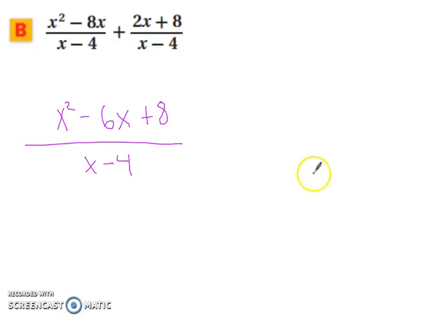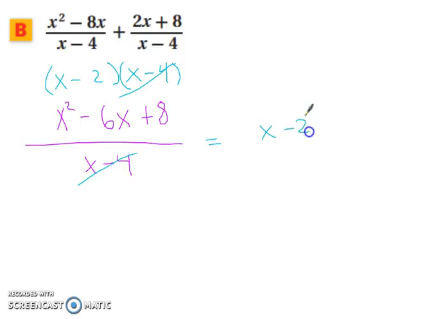We can simplify this by factoring our numerator. If we factor our numerator, we end up with two numbers that multiply to give us 8, but when we add them, we get negative 6. So x minus 2 and x minus 4. And notice how on the top and the bottom we can cross something out. So we're only left with an x minus 2.